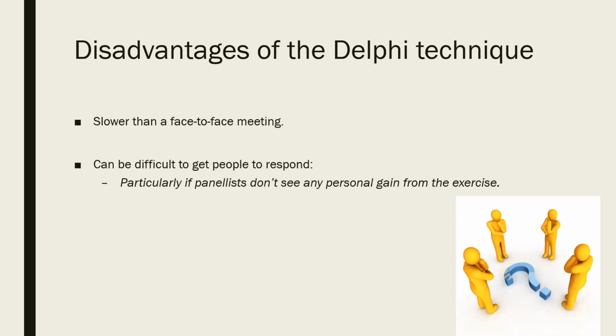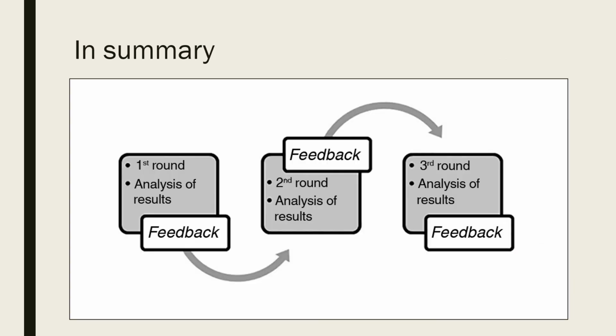However, the Delphi technique can be quite a slow and time-consuming process, as not only is it slower than face-to-face meetings, but it can be difficult to get people to respond, particularly if panelists don't see any personal gain from the exercise. In summary, a panel of experts is assembled and a questionnaire of open-ended questions is created, which is individually completed by panelists. The responses are summarised and feedback is given to the panel until members reach agreement. A brief report is sent to panel members for agreement or disagreement, and this feedback process is continued until the panel reaches consensus. Hence, the Delphi technique is an iterative process.